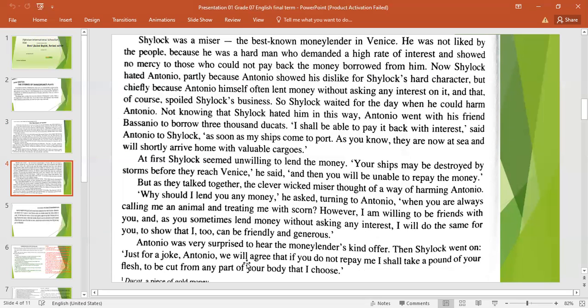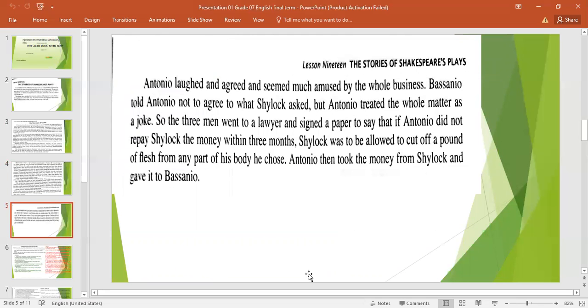Antonio, we will agree that if you do not repay me, I shall take a pound of your flesh to be cut from any part of your body that I suppose. Antonio laughed and agreed and seemed much amused by the whole business. Bassanio told Antonio not to agree to what Shylock asked, but Antonio treated the whole matter as a joke.